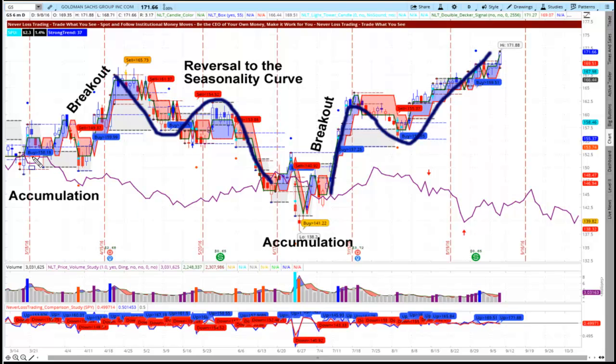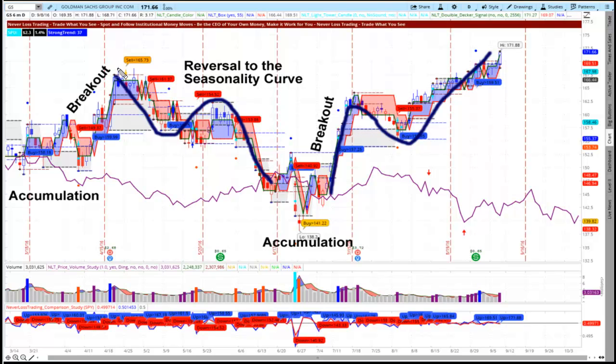What you see in addition is a seasonality curve. This is a very essential tool which is only available in Never Lost Trading Top Line. And you see one thing: prices like to bounce off that curve. Accumulation at the curve, breakout, and then reversal. Accumulation at the curve, breakout, and potentially a reversal. But so here's the price pattern. You see the breakdown pattern.